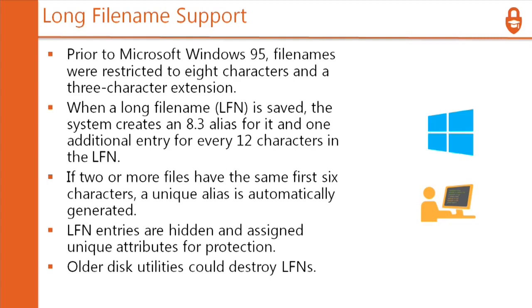When an LFN, a long file name, is saved, the system creates an 8.3 alias for it, and then one additional entry for every 12 characters in the long file name. This is how they abstracted the long file name support. If 2 or more files have the same first 6 characters, a unique alias is automatically generated. LFN entries are hidden and assigned unique attributes for protection.